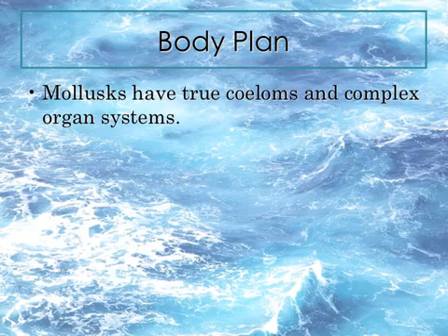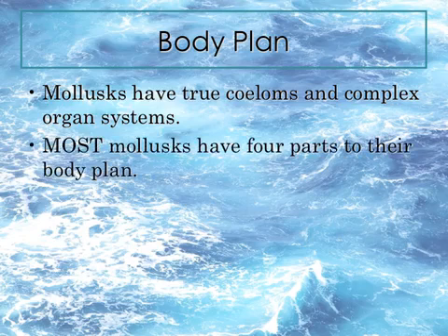And we'll definitely talk about the kinds of organ systems they have in the next lesson when we talk about the 7 survival characteristics. Most mollusks have 4 parts to their body plan, and I want to talk through those 4.